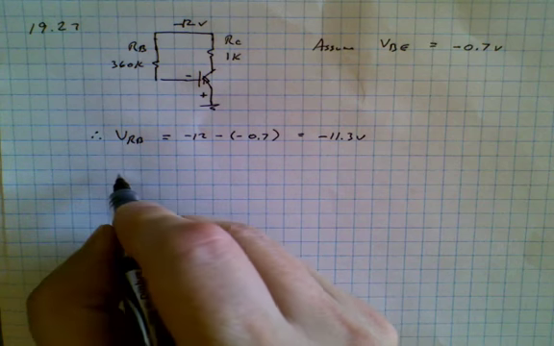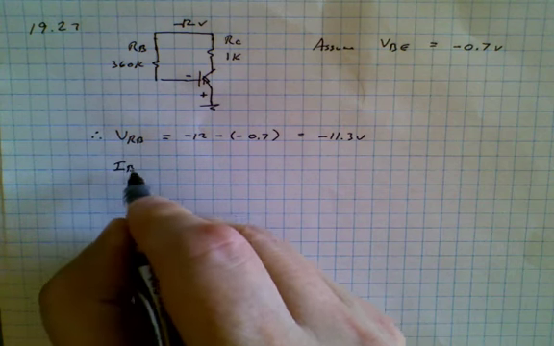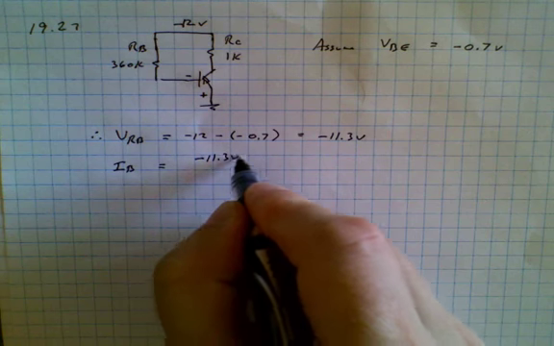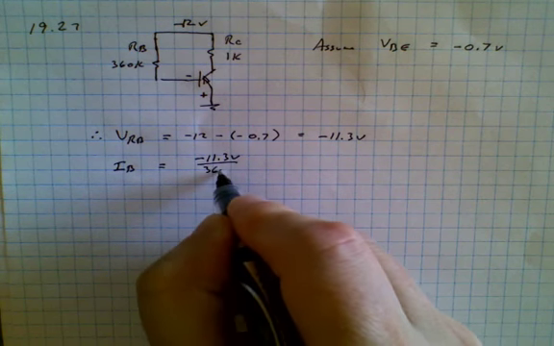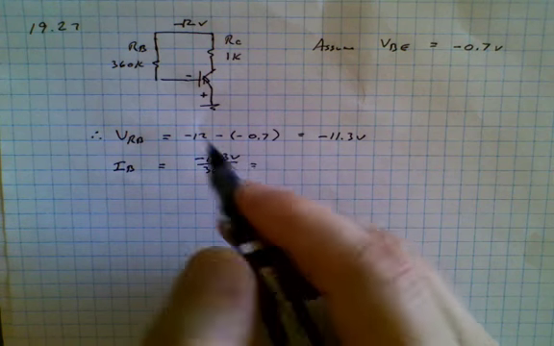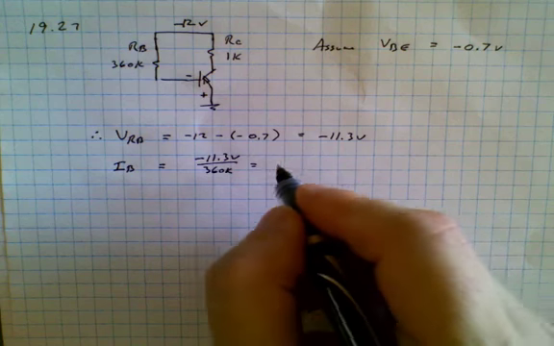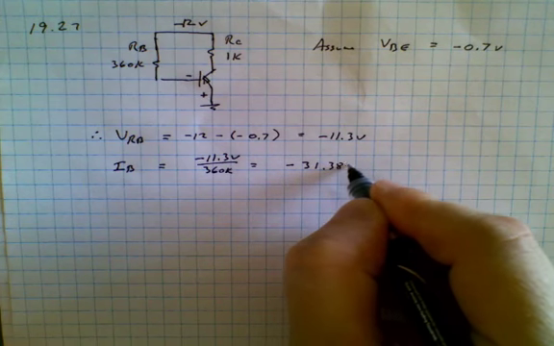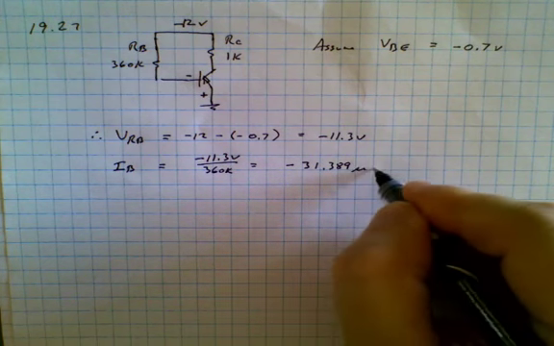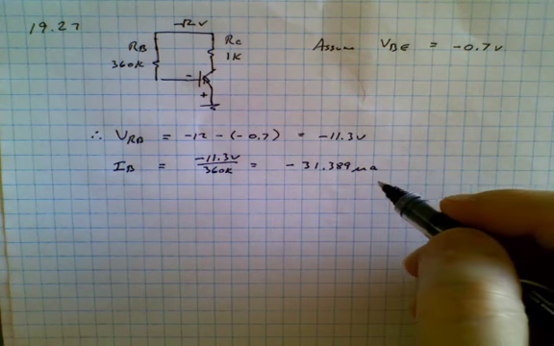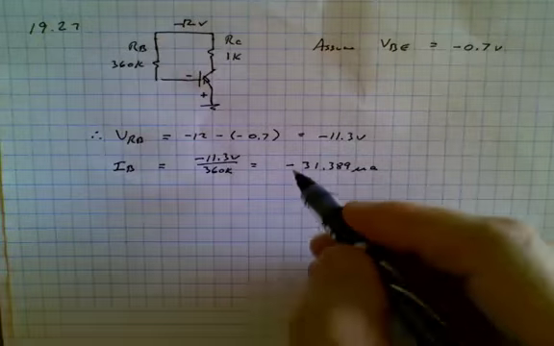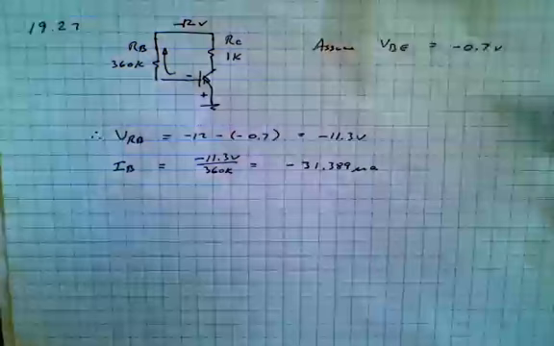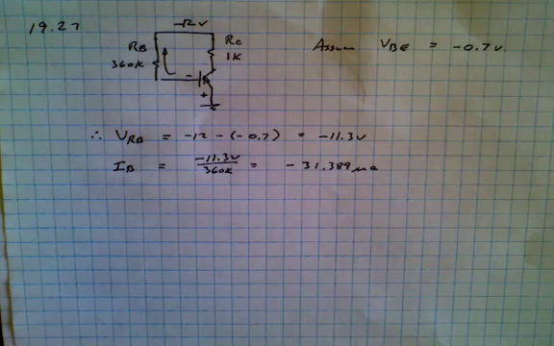Because we know that voltage drop, we automatically know the current in the base. That's simply equal to the minus 11.3 volts divided by the 360 kilohm resistor. Notice that base resistors are typically quite high. And that gives us a minus 31.389 microamps. Base currents are typically very small, in the neighborhood of microamps. What the minus means is that the current is flowing this way, in the opposite direction that we would have if we had a positive supply.